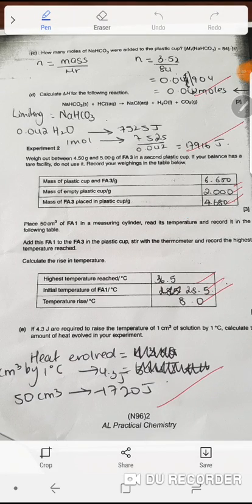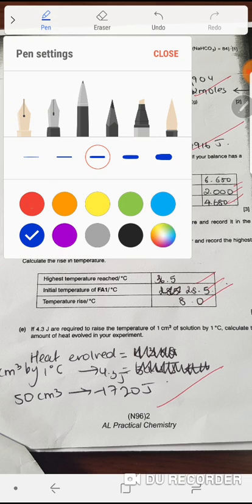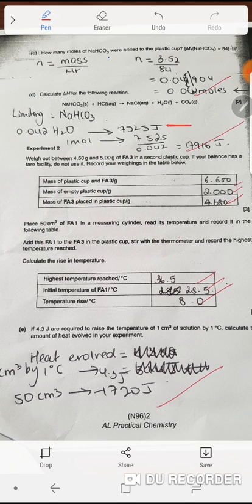This is part C. How many moles of sodium hydrogen carbonate were used in the plastic cup? That is the mass over the Mr, which is 0.042 moles, again, correctly done. Coming now to calculating delta H for the reaction.